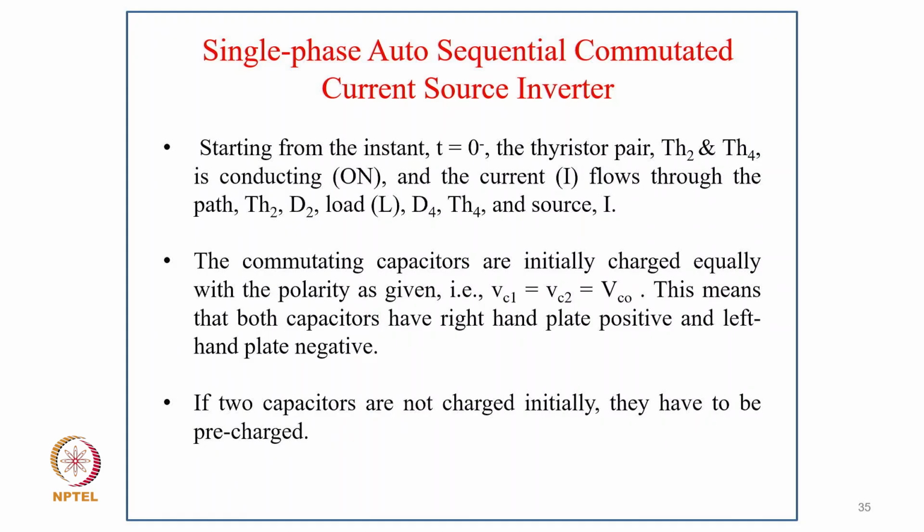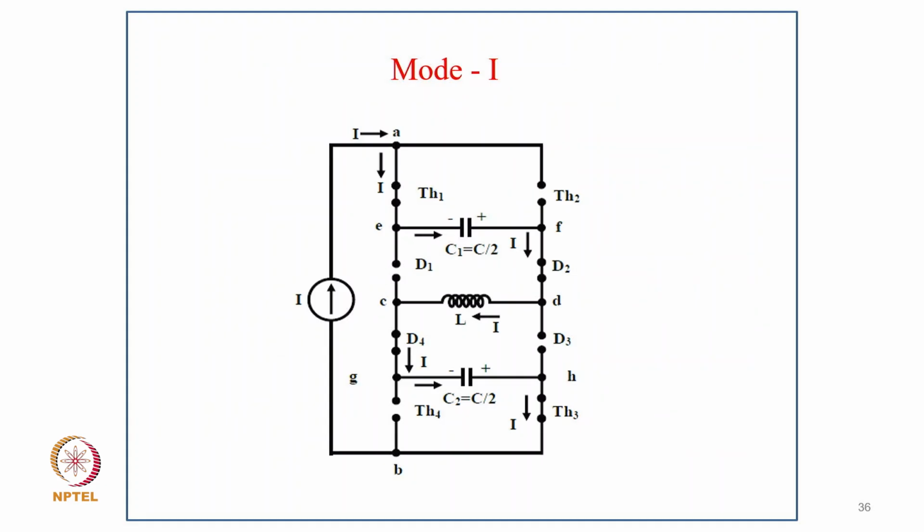Starting from the instant t equal to 0 minus, the thyristor pair TH2 and TH4 is conducting, and the current I flows through the path TH2, D2, load, D4, TH4 and source. The commutating capacitors are initially charged equally, that is VC1 equal to VC2 equal to VC0, and this means that both capacitors have right hand plate positive and left hand plate negative, and if the two capacitors are not charged initially, they have to be pre-charged.